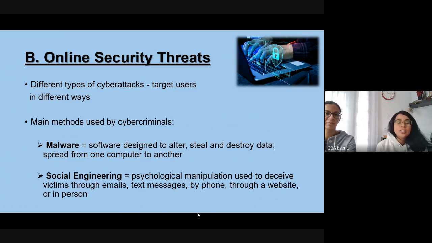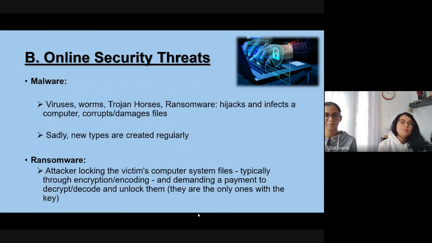Let's now take a closer look at these two methods that we just mentioned. Malware can be computer viruses, worms, or Trojan horses that, much like actual biological viruses, can infect your computer. Another type of malware commonly seen is ransomware, which functions in a slightly different manner, hijacking and infecting a user's computer, essentially corrupting and damaging files. When an attacker uses ransomware, a person's computer system files are locked through encoding, and only the attacker has the digital key to unlock and decode the files. And for them to do so, the attacker will demand some sort of payment.